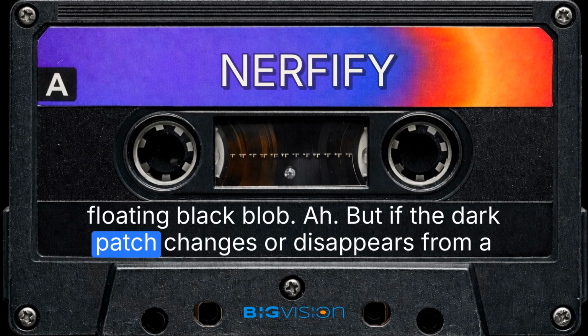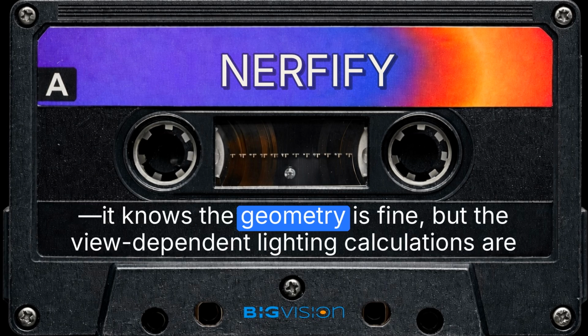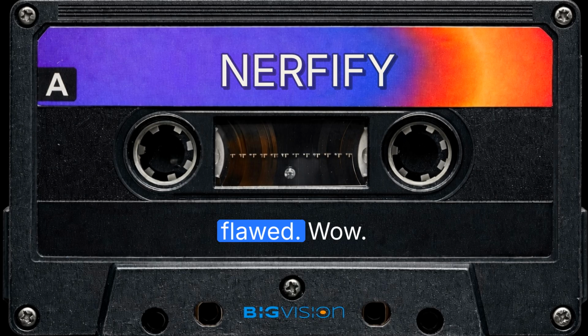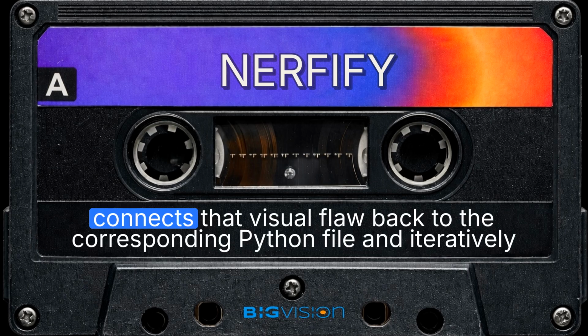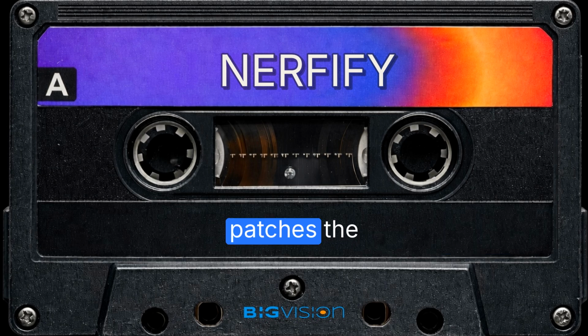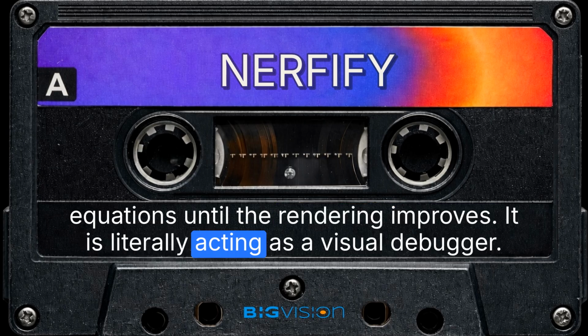Okay. But if the dark patch changes or disappears from a different angle, it knows the geometry is fine, but the view-dependent lighting calculations are flawed. Wow. So once it identifies whether the bug is in the physical geometry or the lighting math, it connects that visual flaw back to the corresponding Python file and iteratively patches the equations until the rendering improves. It is literally acting as a visual debugger.